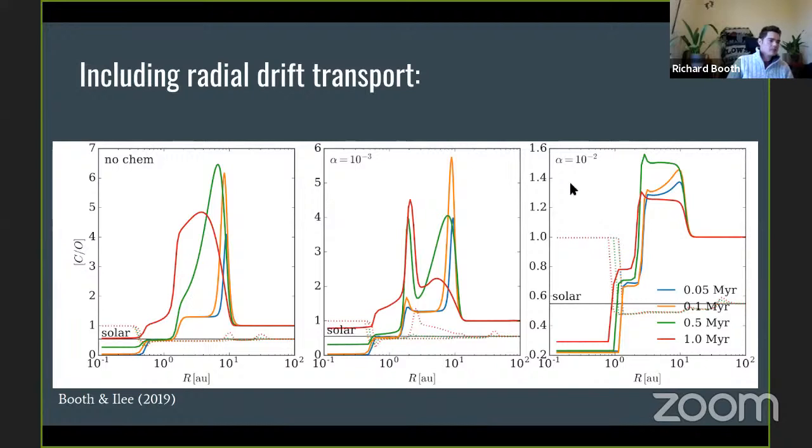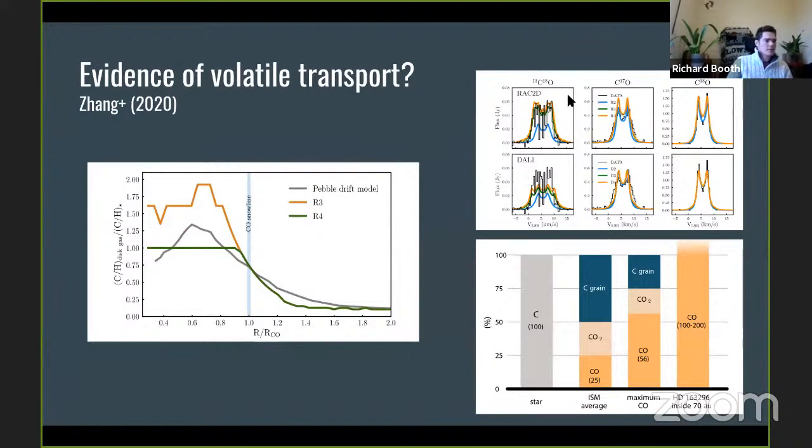So that's what the next section of my talk is going to be about, essentially trying to understand whether radial drift should look more like the models in the middle panel, or more like the models in the right panel. And that's work I'm doing at the moment.